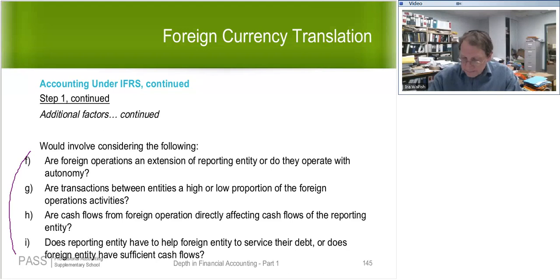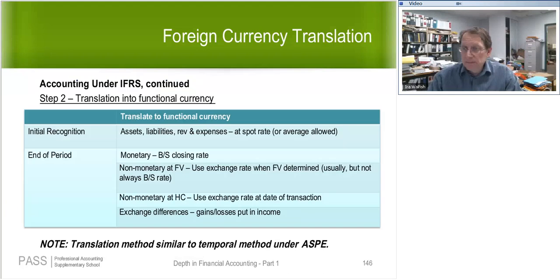All right. Everyone good? Step number two. Now that I have a functional currency, I don't care which one, let's say the Canadian dollar wins. Step number two: translate into the functional currency. You better go to Canadian dollars, that's the winner. How do I translate?